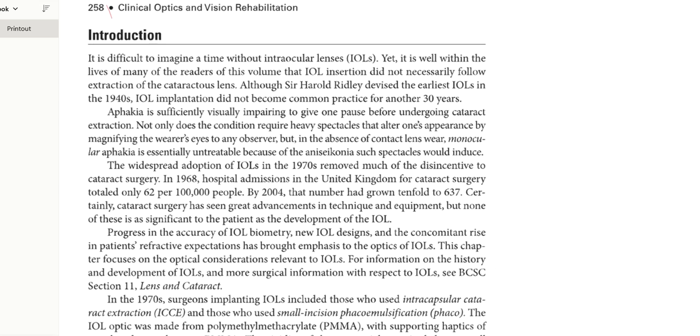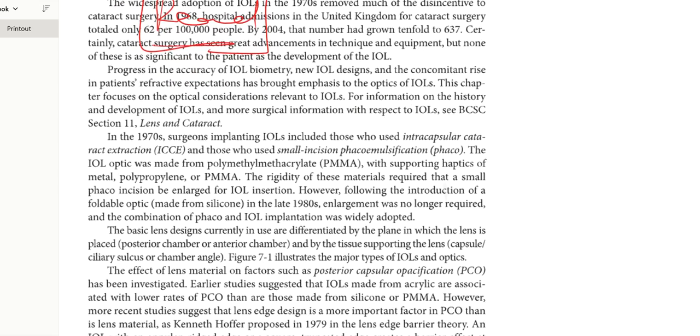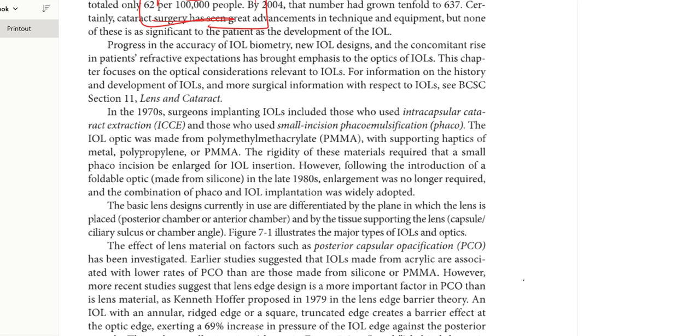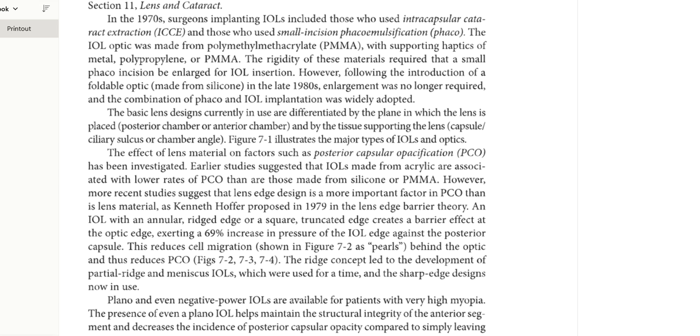Introduction is not very much important. Just give a page point.